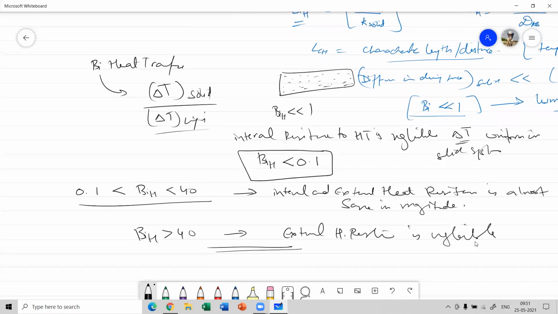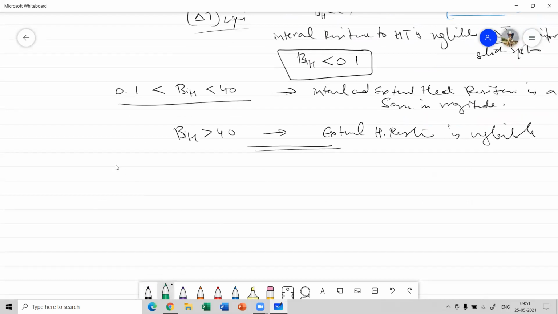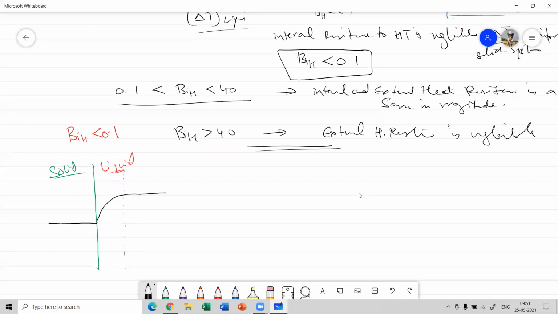Now, when we say all these three cases, generally, if this part is the solid part and this part is the liquid part, then for Biot number less than 0.1, it's generally represented as follows. Let's say this is the liquid film which is being formed. In the solid the temperature remains the same, and this is the temperature profile in such a case where Biot number is less than 0.1.